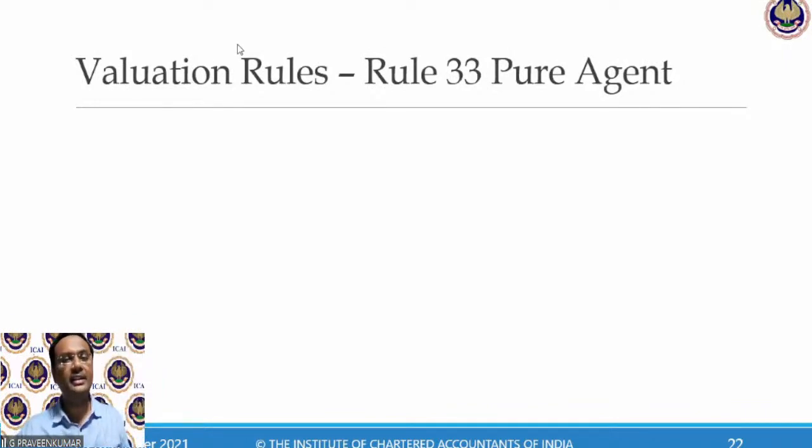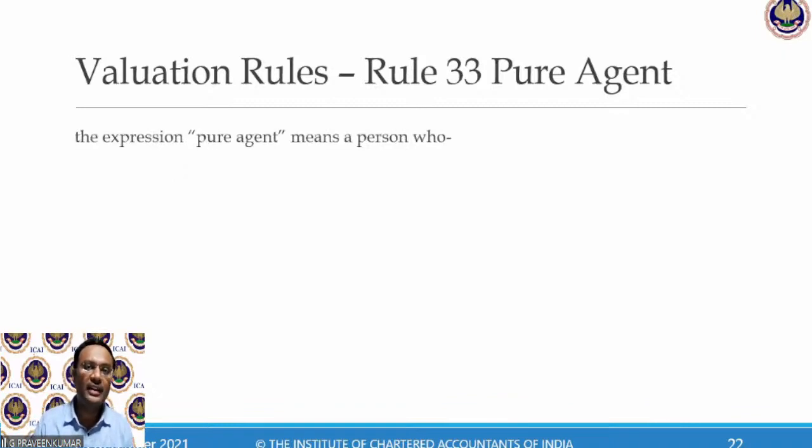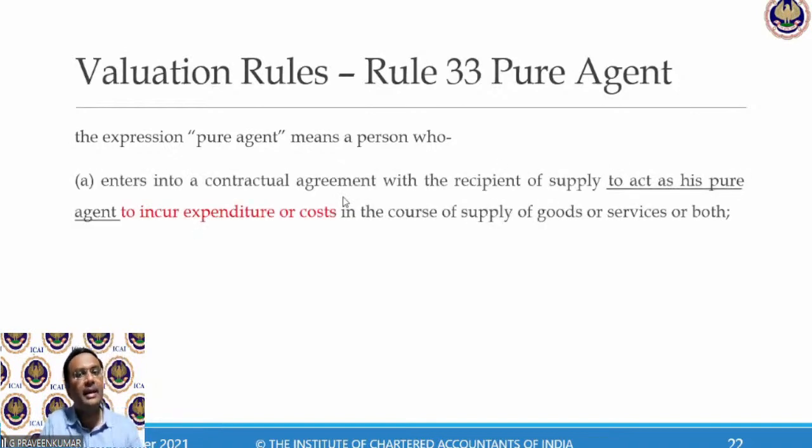This aspect of pure agent is something which we need to keep in mind, connected with the valuation. When we talk about this value of supply, pure agent says that any expenses which I have incurred as a pure agent do not form part of my value. I'll explain this pure agent this way. The term pure agent means a person who enters into a contract with the recipient, for what? Look, I'm going to act as a pure agent. I incur an expense. I incur some cost in the course of my supply.